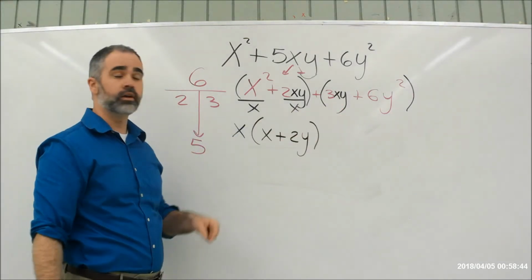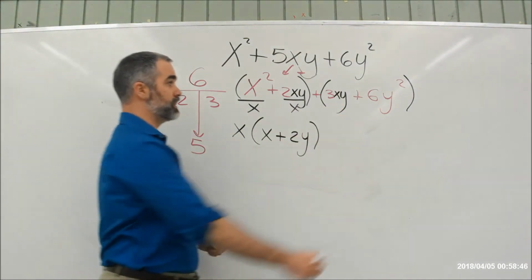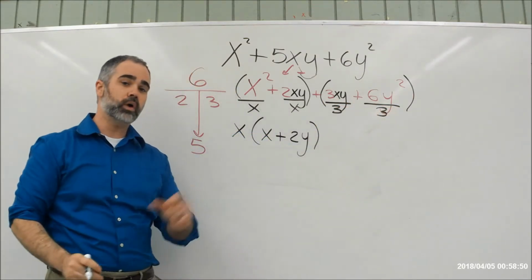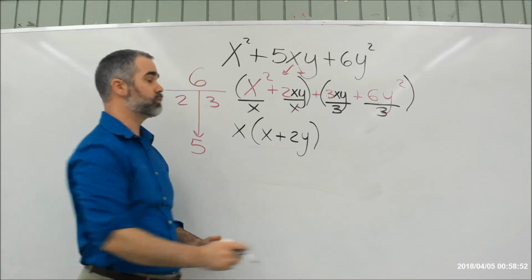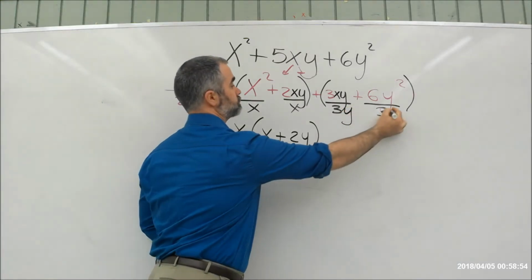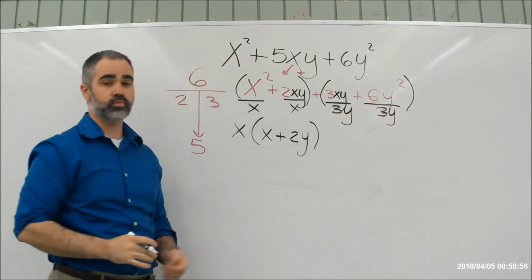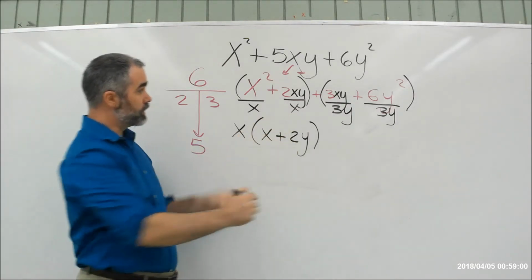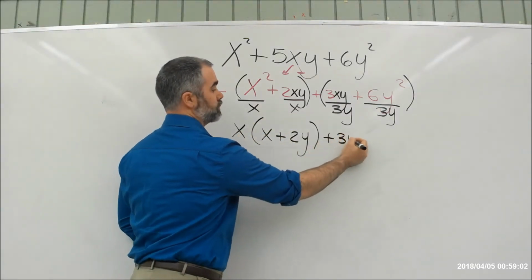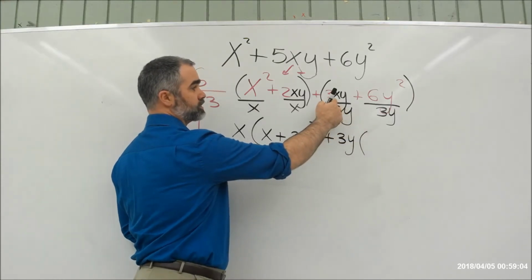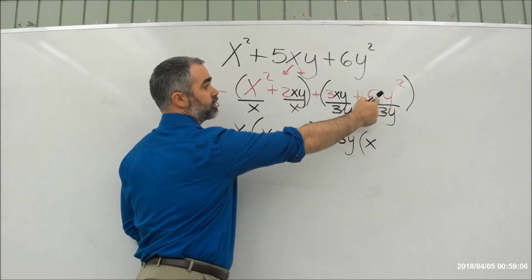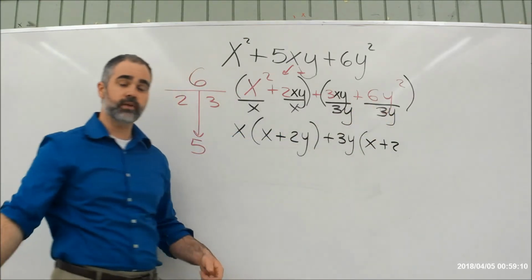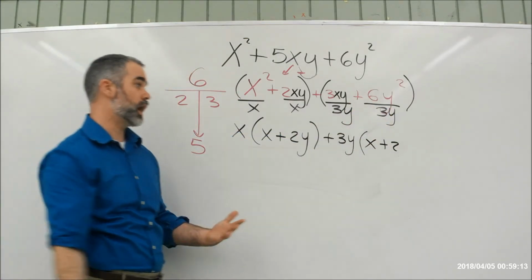Over here, the greatest common multiple is going to be 3. And they both have a y in the term, so we can divide out a y as well. So we can divide out 3y. So if I divide that one out, it gives me plus 3y. This one is just left with an x. And over here, 6 divided by 3 is 2. Y squared divided by y is just y.